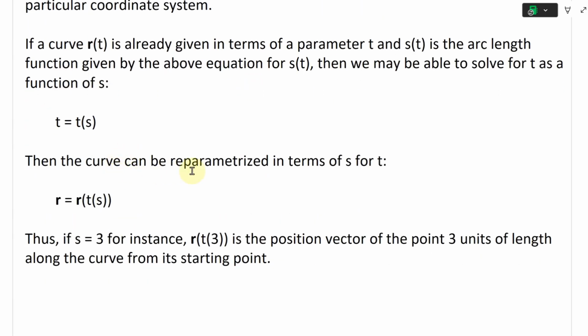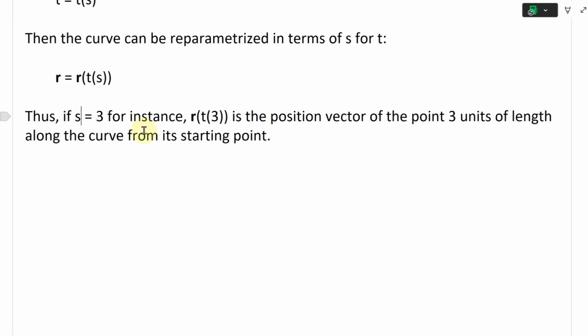So then the curve can be reparameterized in terms of s for t. So if you have the vector function r, instead of r(t), now it's r(t(s)), where t is a function of s, and then plug that inside. So then we get the same thing, but it might be easier depending on the situation. So thus, if s equals 3, for instance, r(t(3)) is the position vector of the point 3 units of length along the curve from its starting point.